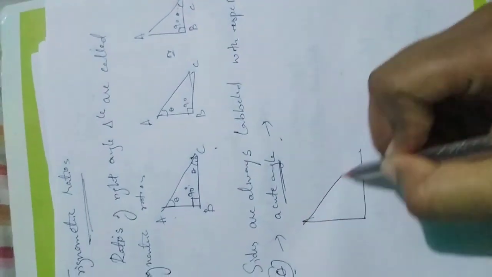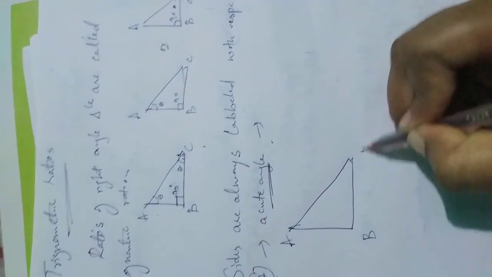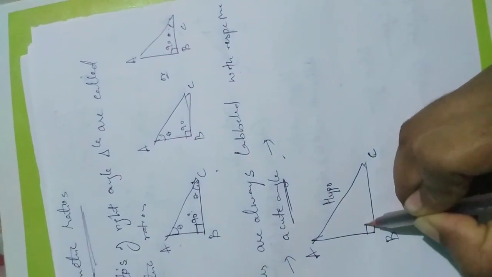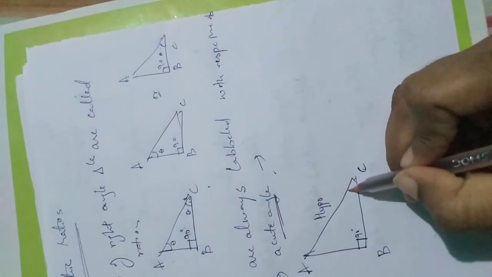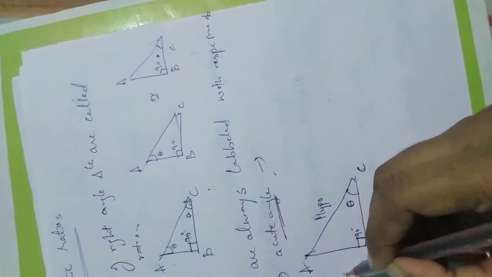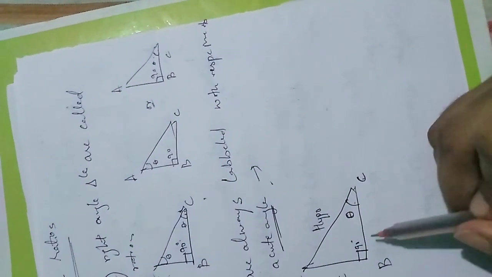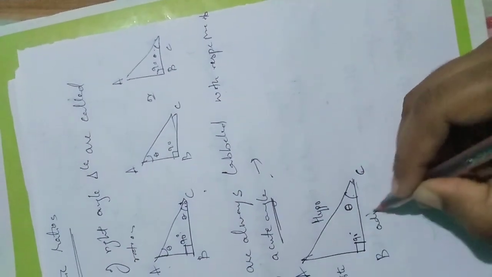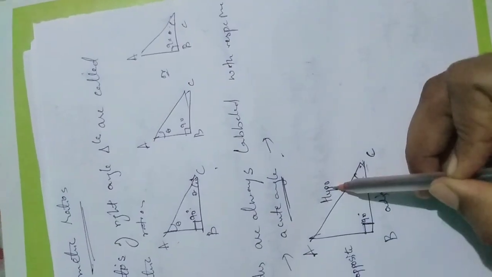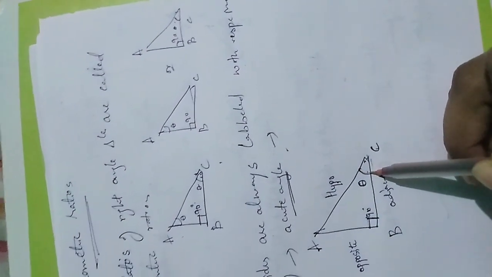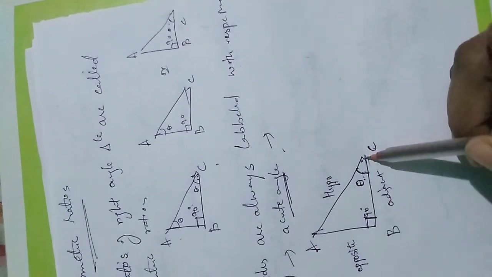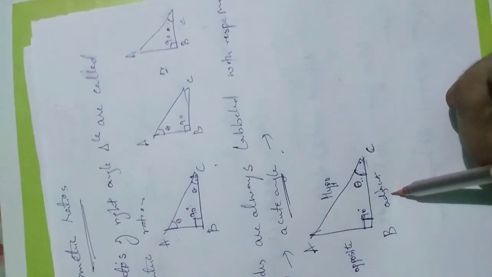So here is the triangle ABC. This one is the hypotenuse, which is opposite to the 90 degree angle. We'll consider the acute angle theta. The side opposite to this theta, we consider as the opposite side. Now the remaining side is the adjacent side, that is the base.